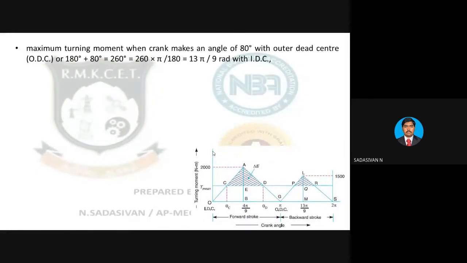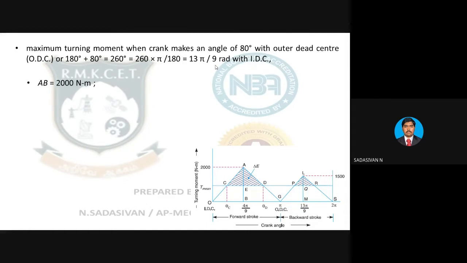The maximum turning moment in the return stroke is 80 degrees from the ODC. So what you have to do: 80 degrees from the ODC is either 360 minus 80 or 180 plus 80. From ODC means the ODC angle is 180, and from that you add 80 degrees. Clear? As we told earlier, this is your outer dead center, and from here another 80 degrees. So this is the 180 degree point, plus 80 is 260. Now convert 260 into radians: 260 into pi by 180, which comes to 13 pi by 9. Clear? Okay.